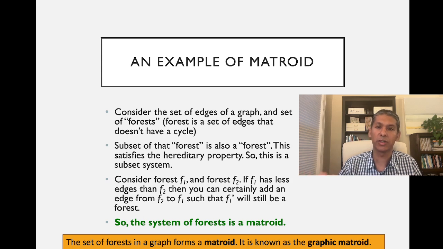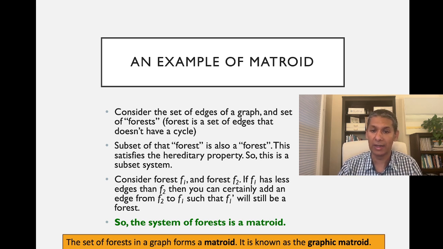A subset of a forest is also a forest. So if you have the definition of a valid solution as it has to be a forest, then the subset of that forest will also be a forest. So that satisfies the hereditary property. Now consider two forests, F1 and F2. If F1 has fewer edges than F2, then you can certainly add an edge from F2 to F1 such that F1 prime will still be a forest. So we also see that the system of forests is a matroid.